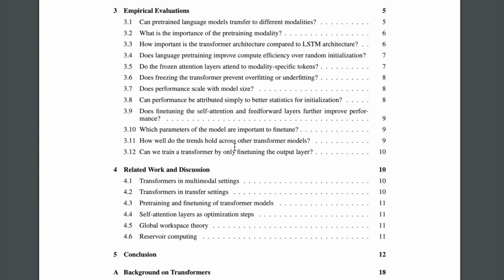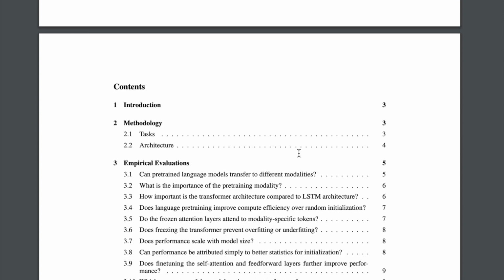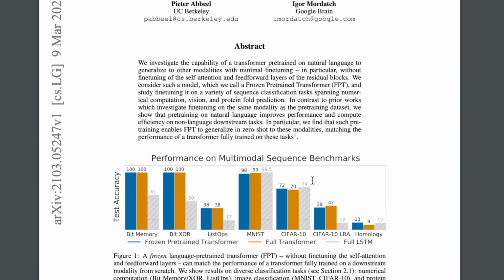Can we train a transformer by only fine-tuning the output layer? So that's another interesting idea. Freeze the entire feature extractor half, and then only fine-tune the classification head. So overall, this looks like a really interesting study on trying to see this cool idea, and you can see the quick results in figure 1 of fine-tuning this model on tasks outside of the original data domain. So training it on language and then fine-tuning it on image classification or protein folding prediction.